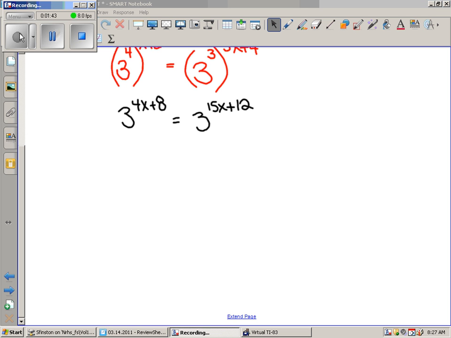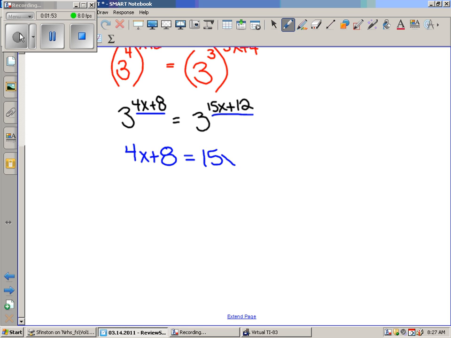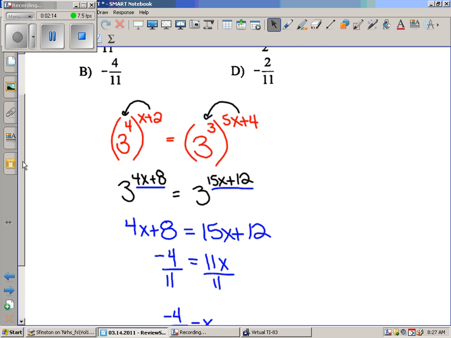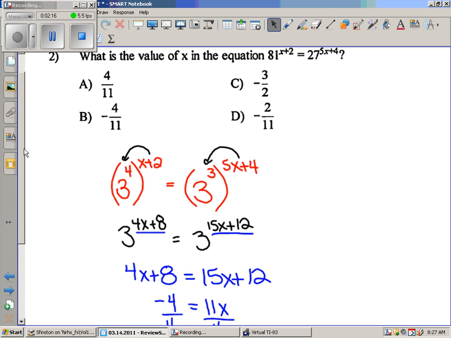We're going to set the two tops equal to each other. If you manage to get the two bases to be the same, then these two things right here are equal to each other. So it's going to be 4x plus 8 equals 15x plus 12. Solve that, so we're going to subtract 4x from each side. 15 minus 4 is 11x. We're going to subtract 12 from each side. 11x equals what? 12 minus 8 is negative 4. Divide both sides by 11. That should be the answer. Negative 4 over 11 equals x. Let's see if we got that. Negative 4 over 11. Yeah, there it is, right there.